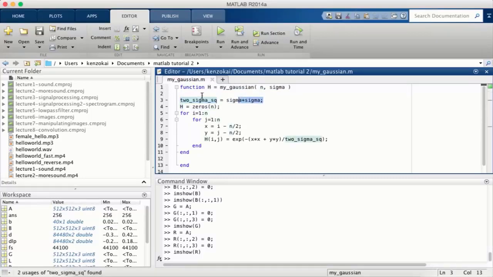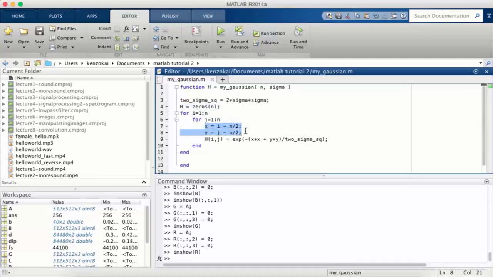Now I only need the value of 2 sigma squared in this equation, so I'm just going to calculate 2 sigma squared at the beginning, so I don't have to do that on every iteration of the loop. I'm going to initialize h to be an n by n matrix of all zeros, and then I'm going to use a for loop to assign every value of h, with i going from 1 to n and j going from 1 to n.